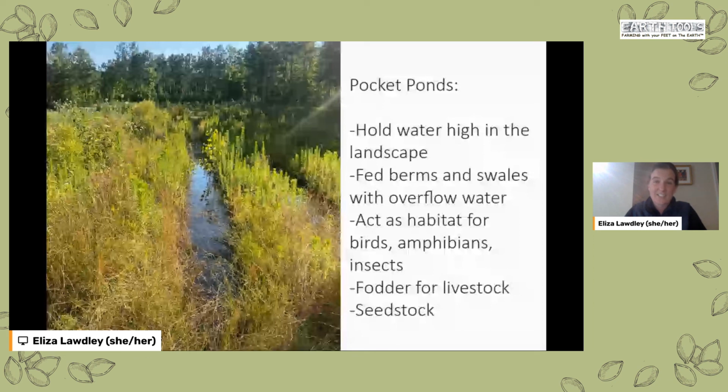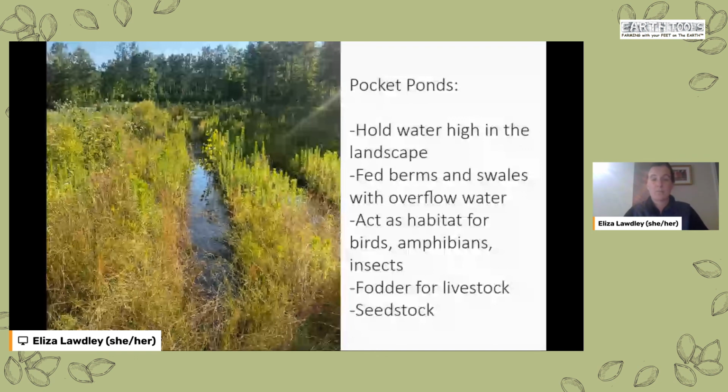But we're really, really excited that this infiltration of water and hydrating the area is helping with our wildlife in this area. And then it can also act as seed stock. So if you're somebody that's interested in woody crops or growing things out for nut production, these areas act as a great seed bank. So another example here is a pocket pond within the woods.